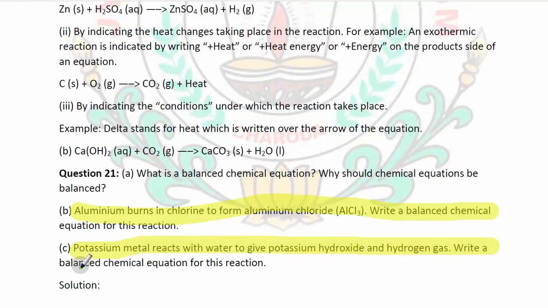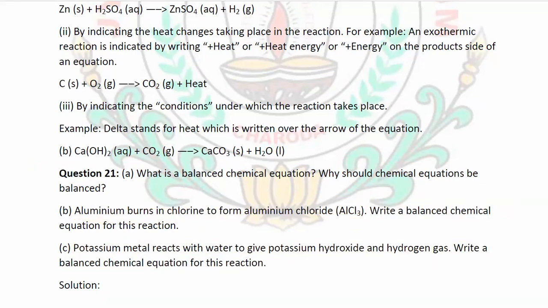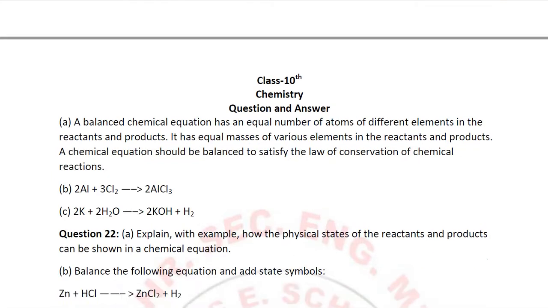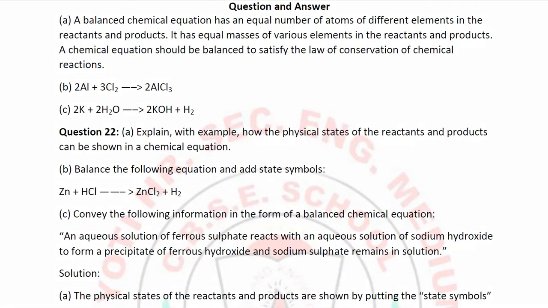Write a balanced chemical equation for this reaction also. Okay, so we have to write the balanced chemical equation for the given reactions, and we have to give the reason why we are balancing a chemical equation, why it is necessary. So the answer is: a chemical equation that has an equal number of atoms of the different elements on the reactant and product side is known as a balanced chemical equation.